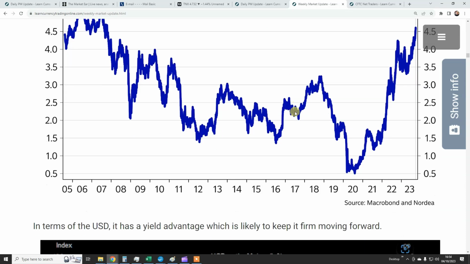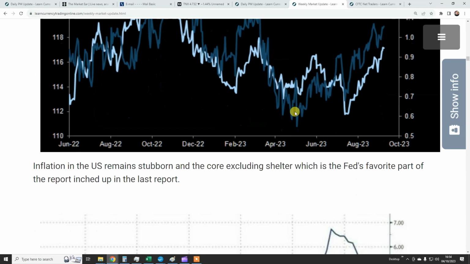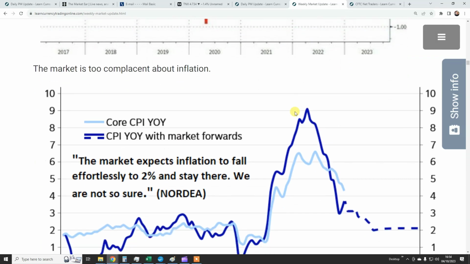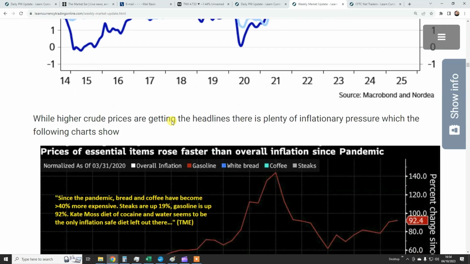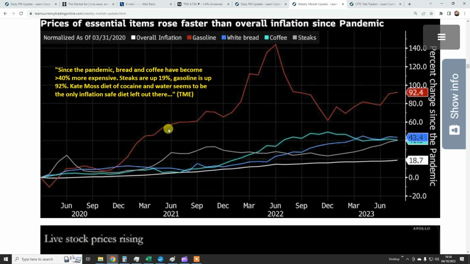Okay. Now, if I go to my next chart, the market thought the Fed would be cutting because the markets expect inflation to fall effortlessly to 2% and stay there. This is from Nordea, and they say we are not so sure. Inflation is not coming down any time soon at all. You can see this chart here.